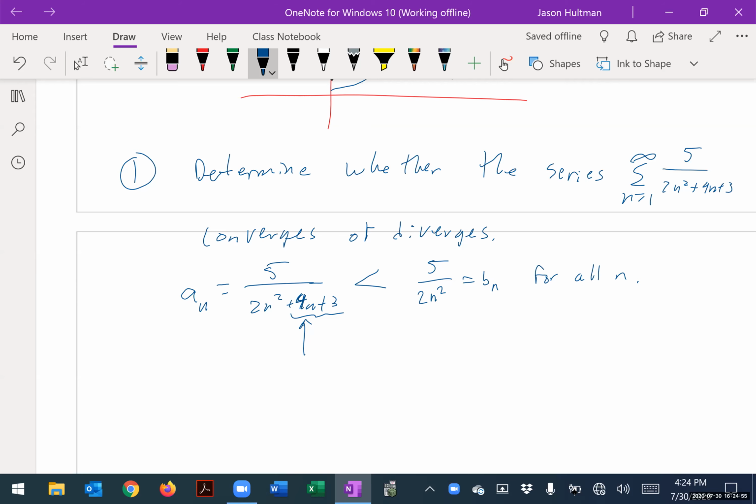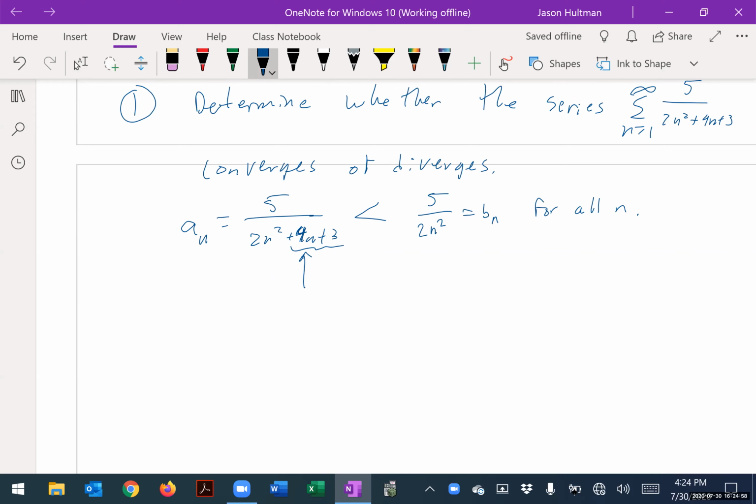But this is true. This holds. So that's good. So a sub n is always less than b sub n. That's good. Now, what can we say about b sub n, the summation of b sub n for n equals 1 to infinity?